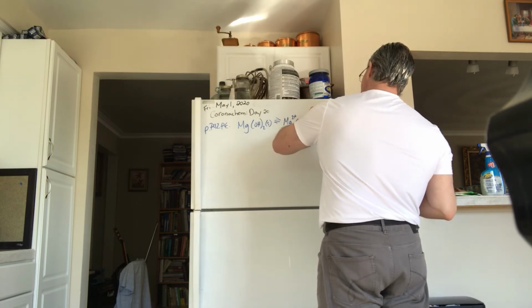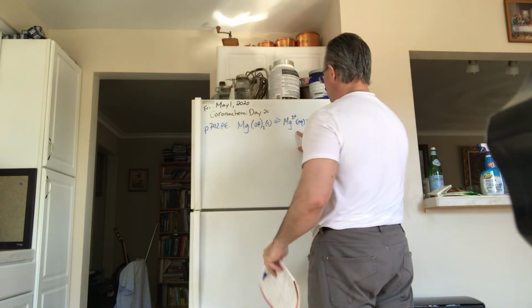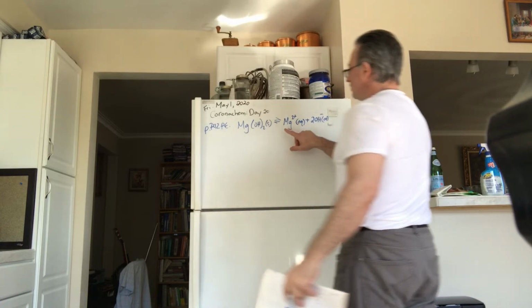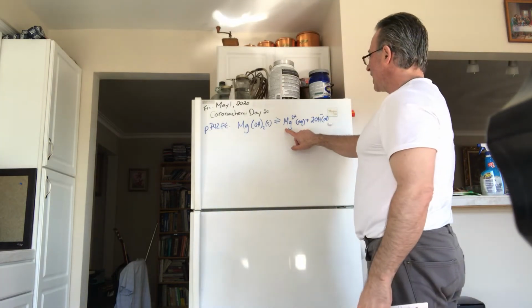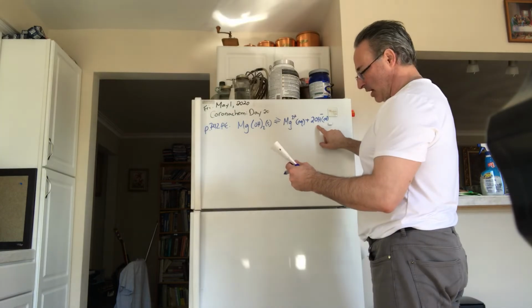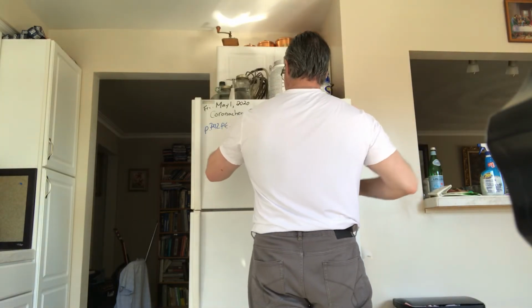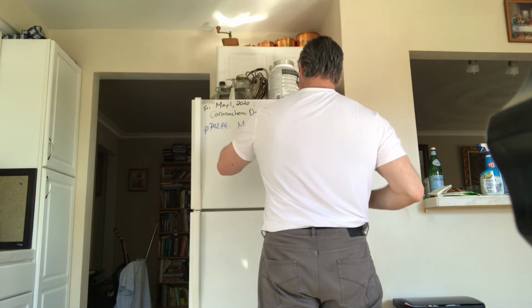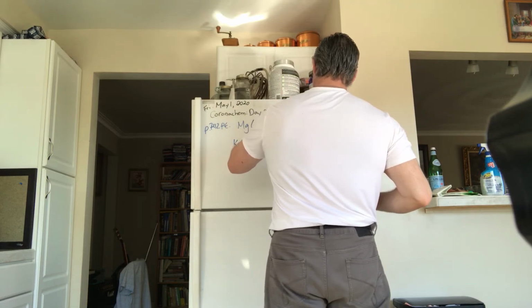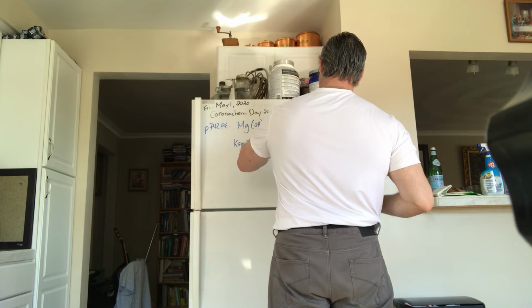So this is what you get. Magnesium hydroxide will dissociate marginally to give you one magnesium cation and 2 hydroxide anions. The Ksp would be given by the magnesium concentration at equilibrium times the hydroxide ion concentration squared.